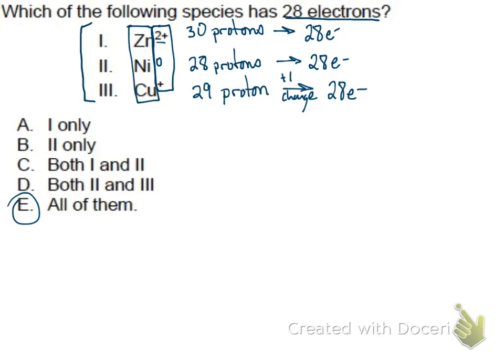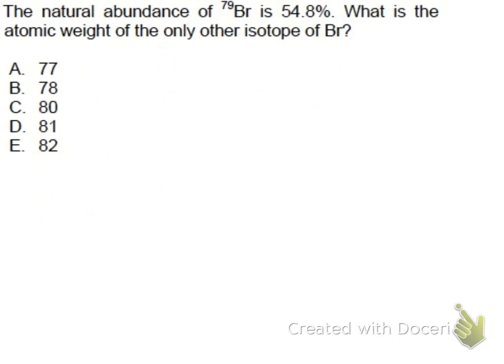This is a rather interesting result because it shows us that we can have multiple atoms that all have the same number of electrons. We're going to see later on in the semester the impact of this, but I'll mention right now that when you have atoms that have the same number of electrons, we call those isoelectronic, meaning that they have the same electronic configuration. Anyway, let's move on to the next problem.